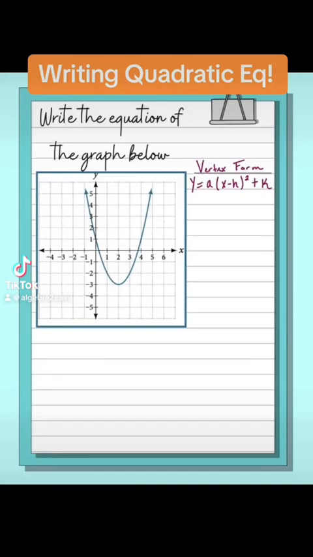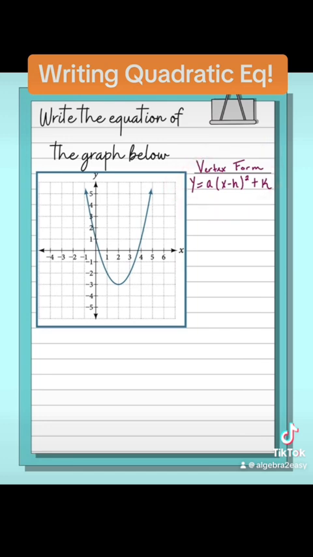Hey everyone, we are going to practice writing equations of parabolas. What you see below is a graph of a parabola, which is a quadratic equation, and your job is to write the equation for that parabola. So to do that, you're probably going to want to use vertex form.